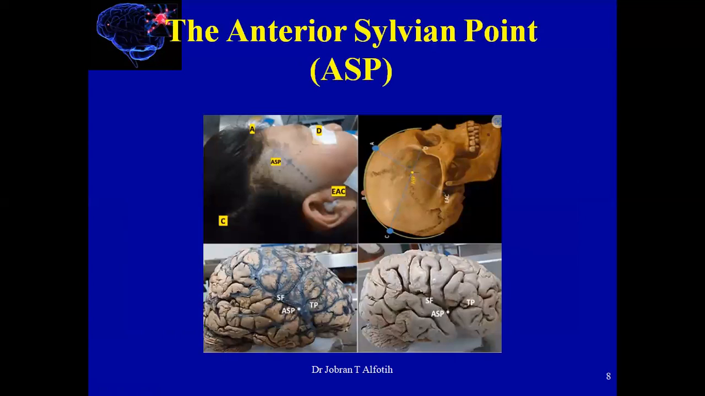So we have here another landmark. It's called the anterior sylvian point, ASP. What is ASP? ASP is an enlargement of the cisternal area below the pars triangularis. This is the most important area where the neurosurgeon starts to dissect the sylvian fissure.